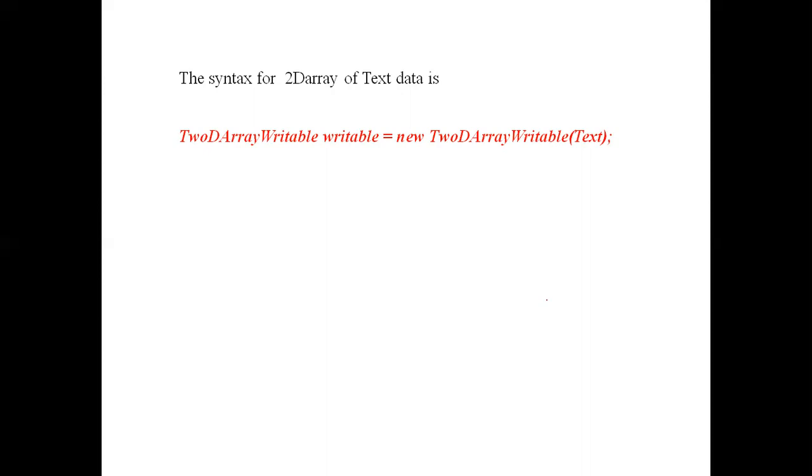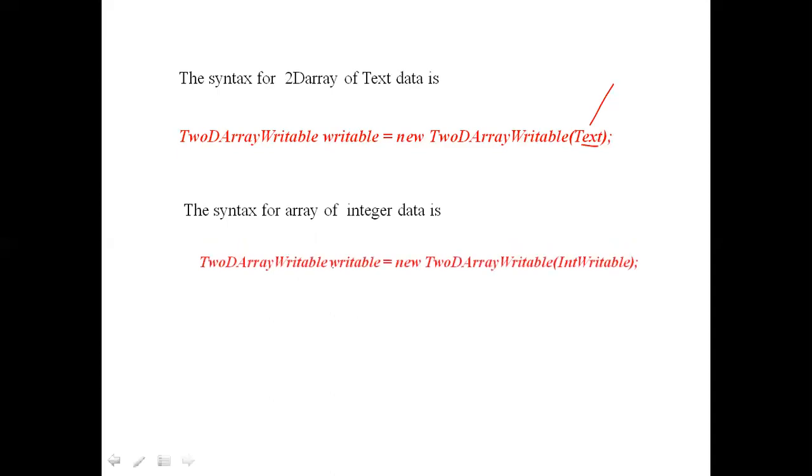Clear? TwoDArrayWritable is equal to new TwoDArrayWritable of Text. That means it can accept only strings here. Similarly, for entering integer data, we can write TwoDArrayWritable is equal to new TwoDArrayWritable of IntWritable. It will take the values in the form of IntWritable. It is clear, yes, these two things.